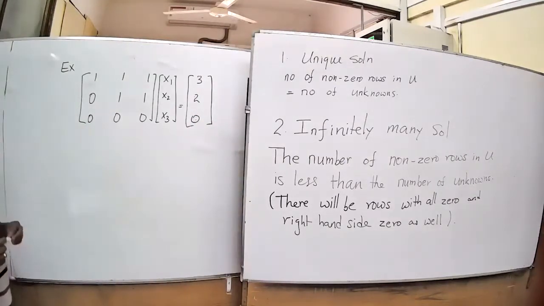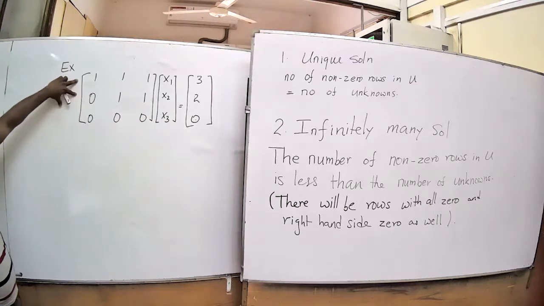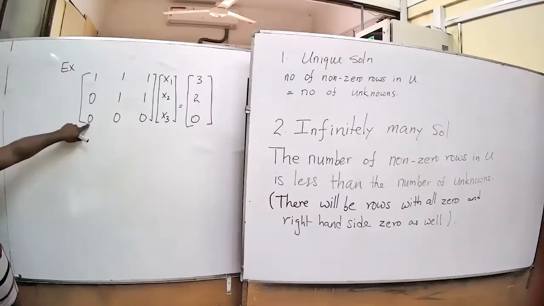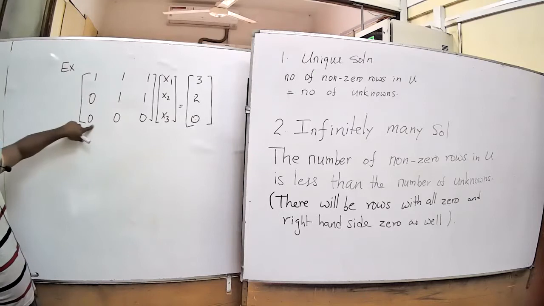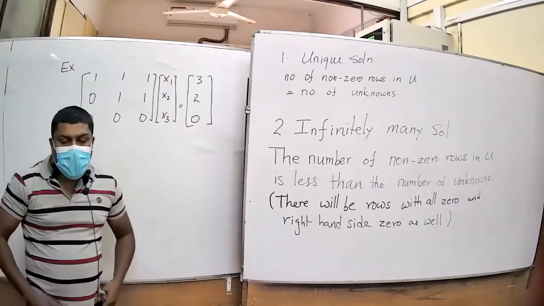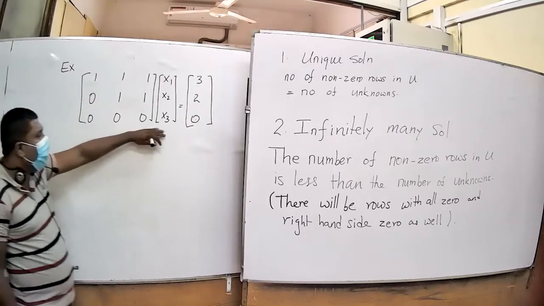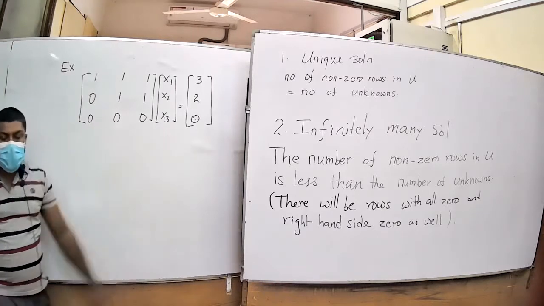Okay, so here is a case. Right, so here you can see that the number of unknowns are 3, x1, x2 and x3, but the number of non-zero rows are 2. Only these two are non-zero rows. Here is the row with all zeros, right? At the same time, the right hand side is also 0 as well, right? So if you solve the last row, you will get 0 is equal to 0, right?